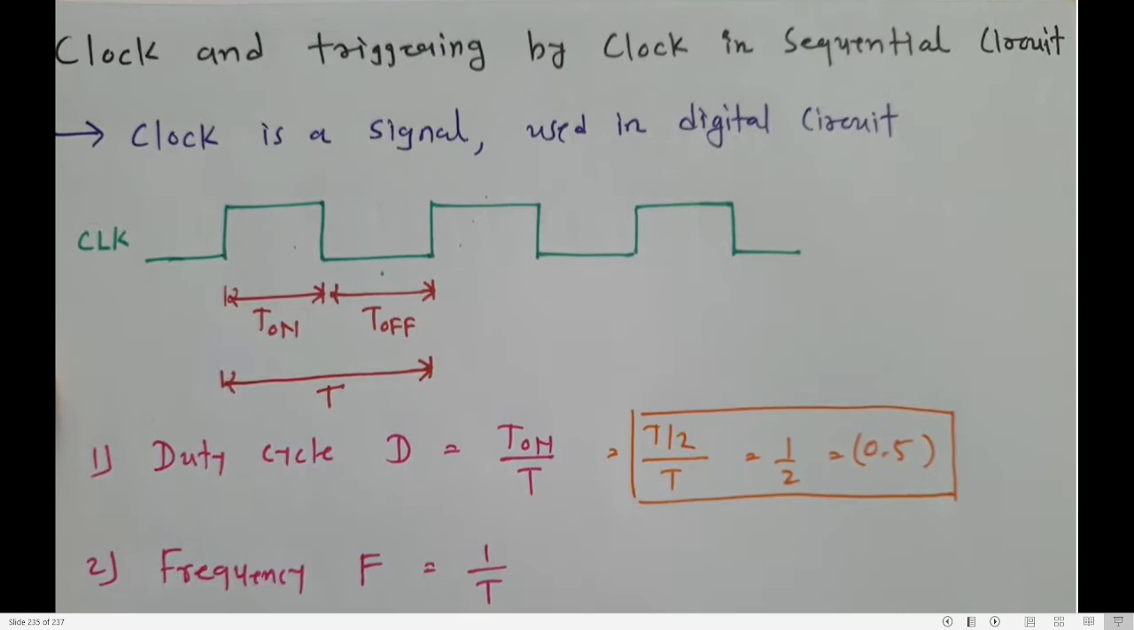Okay. Now let us see what a duty cycle is. You know, duty cycle is the time period required in the on state divided by T. Okay. So is it half of my T? T on is half of my T. So I write T on is T by 2, divided by T. T and T will get cancelled. 1 by 2 will be 0.5. So the duty cycle is 0.5. You know frequency is 1 by time period.